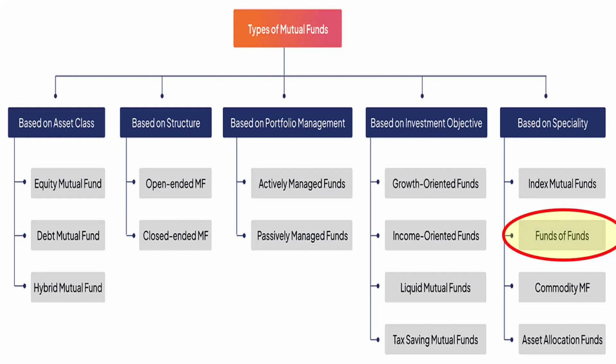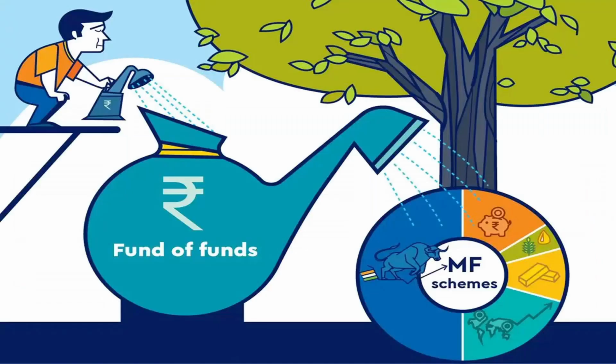Within the spectrum of mutual funds, an emerging category is gaining popularity among investors, which is known as a fund of funds or FOFs. One of the biggest advantages of FOFs is access to a diversified portfolio of mutual funds through a single investment. Instead of investing in multiple funds individually, FOFs provide the convenience of gaining exposure to various funds with different investment objectives.